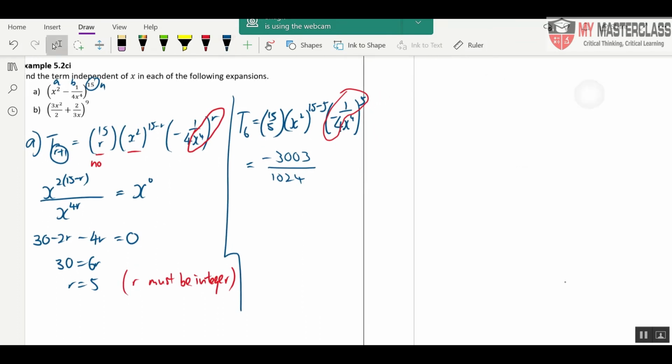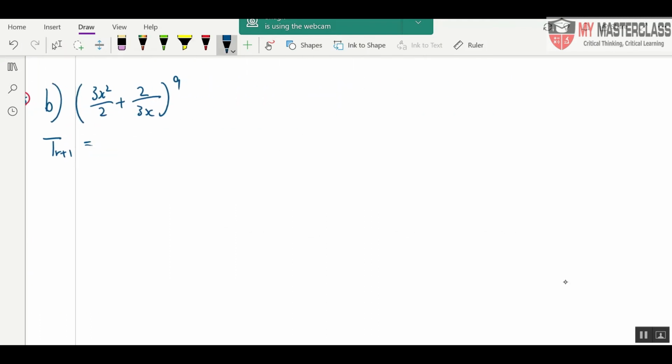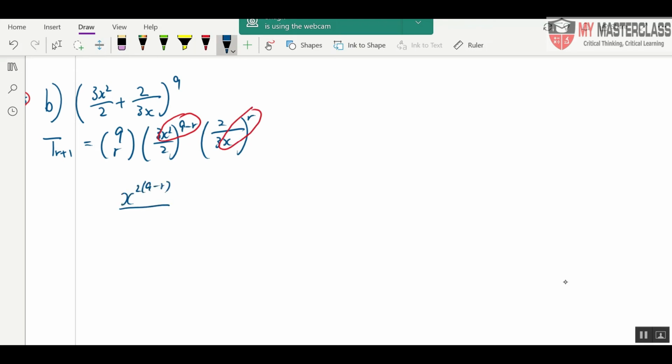Next one for b, 3x squared over 2 plus 2 over 3x, to the power of 9. Same thing, my Tr plus 1 is equal to 9 choose r, 3x squared over 2 to the power of 9 minus r, 2 over 3x to the power of r. So those that have x, I take them out, which is this one and this one. So x to the power of 2 bracket 9 minus r, over x to the power r, is equal to x to the power 0.